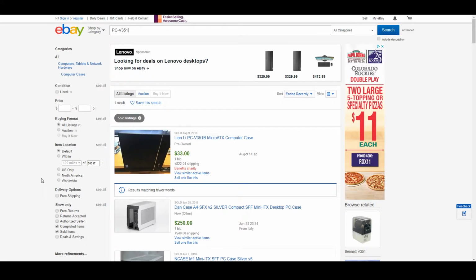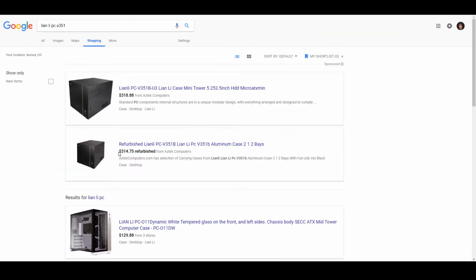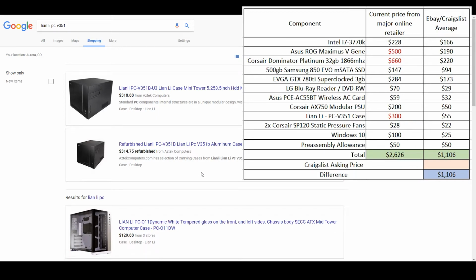One of the things I like most about this particular PC is the case. I found it for $55. $33 for the one bid that I saw on eBay, and then $22 shipping. That actually is a pretty good price for a Lian Li aluminum case. I did, however, find it on other sites that sell used cases. They were going for about $300, but that is actually an average of what I found from other retailers around the internet.